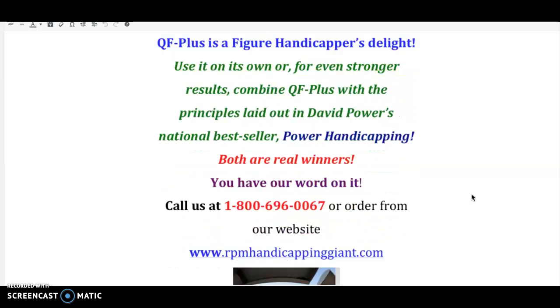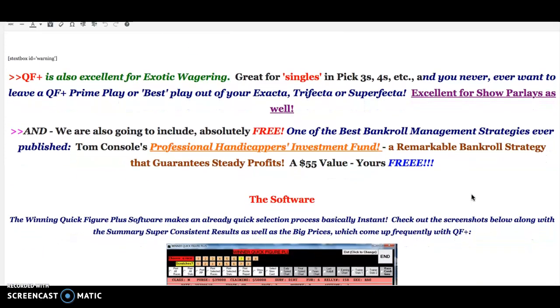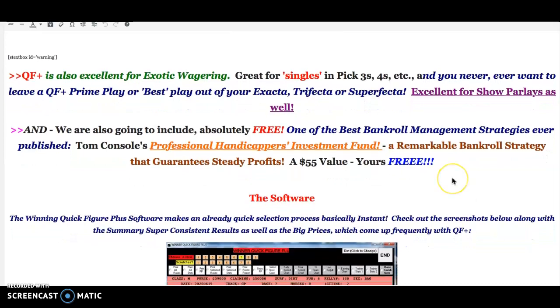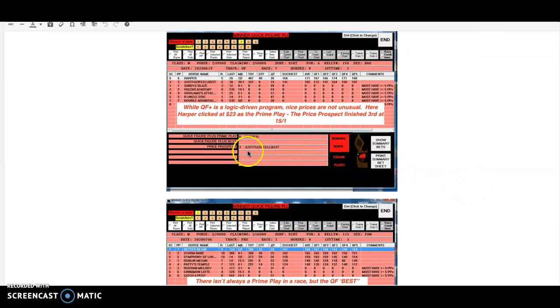Now, the nice thing with this product, not only do you get really superb consistency, but you also get some darn nice prices. We've got a really great algorithm that Len wrote for prices for this system. And good prices come up fairly frequently. Here, for instance, a $23 horse, Harper.